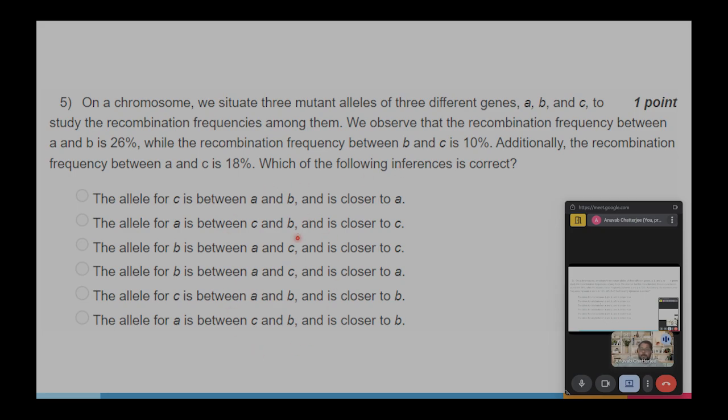So all the options are like, where is C as compared to A and B? C is between A and B and closer to A, C is between C and B closer to C, B is between A and C closer to C, and everything else. So I would like you to take your time, go through the options, because this is exactly what the three-factor analysis we just discussed is. So try and figure out what you think is the correct option.